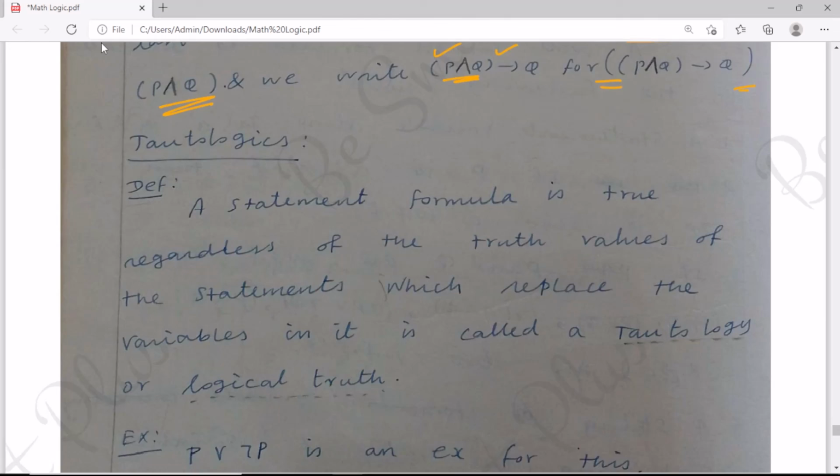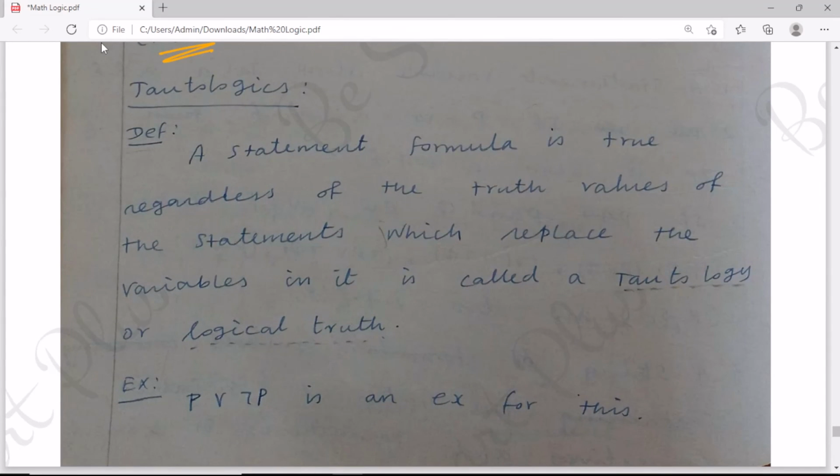Next we move on to tautology. Tautology means that all the possible truth values in the end are true only. That is, a statement formula that is true regardless of the truth values of the statements replacing the variables in it is called a tautology or logical truth. P or negation P is an example of this.